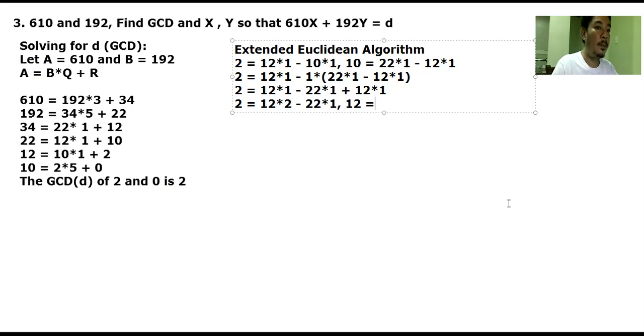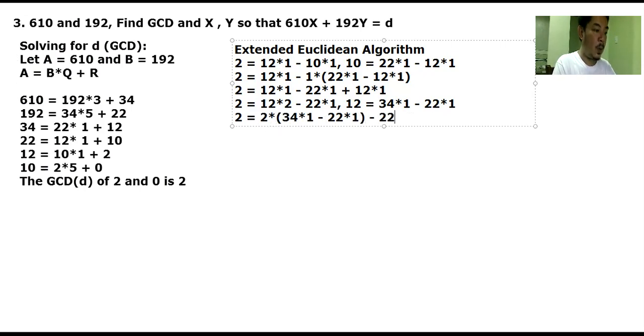Okay? So, 12 is equals to 34 asterisk 1 minus 22 asterisk 1. So, substitute lang natin. Substitute natin. So, we have 2 is equals to, yung 12 is 34 asterisk 1 minus 22 asterisk 1. Tapos, dito naka-asterisk kay 2. 2 asterisk. Ayan siya. Minus 22 asterisk 1. Sundan nila.